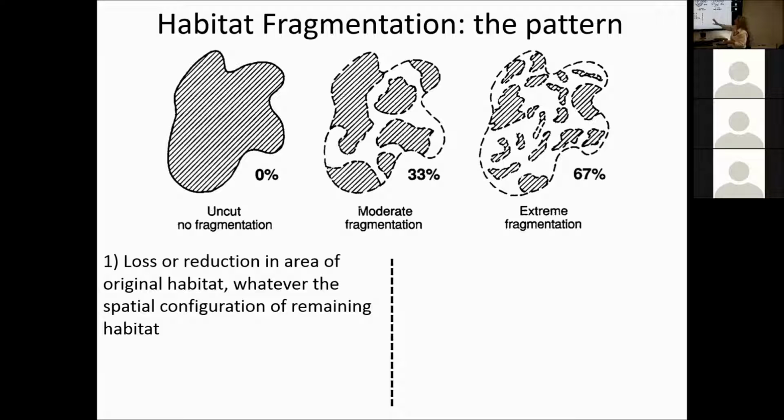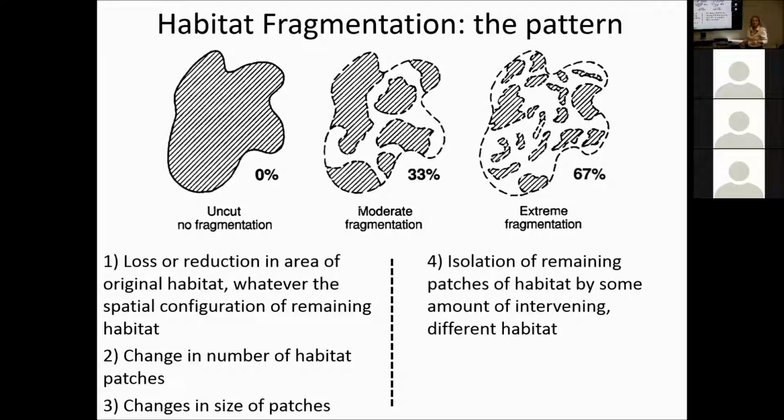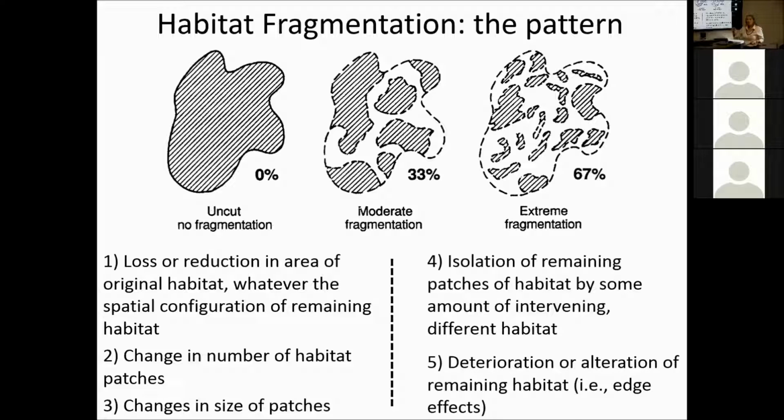And then the spatial configuration of what remains has most likely been changed, unless there's a complete wave of deforestation where you lose everything and you're pushing it along in the frontier. You also get a change in the number of habitat patches, the size of those patches, and the isolation of those remaining patches. Some might be more isolated than others. They're surrounded by different kinds of habitat. And as we'll talk about later, those patches that remain often become degraded, or habitat quality goes down, and that's often related to what we call edge effects, which we'll talk about in just a little bit as well.